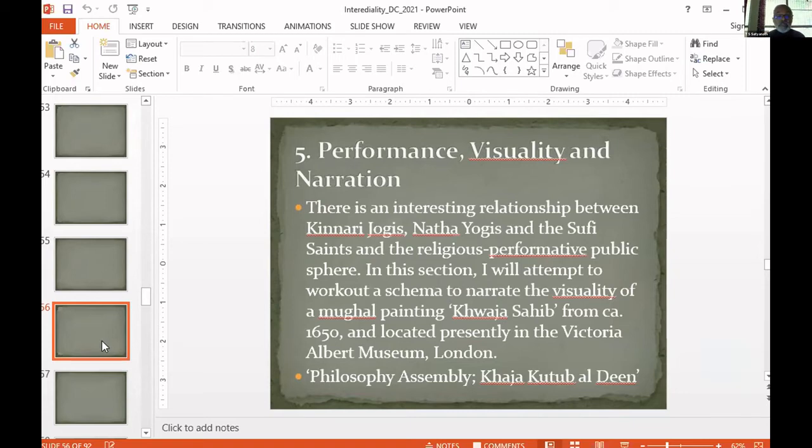There is an interesting relationship between Kinnari yogis, Natha yogis, and the Sufi science and the religious performative public sphere. In this section, I will attempt to work out a schema to narrate the visuality of a Mughal painting. It is called Khwaja Sahab from 1650 and located presently in the Victoria and Albert Museum. But if you see the details, the title is not exactly Khwaja Sahib, that is Moinuddin Chisti. It is actually its English title, written probably contemporary to when it was acquired. It says Philosophy Assembly, Khwaja Qutub al-Din, which is actually Bakhtiyar Kaki's reference.